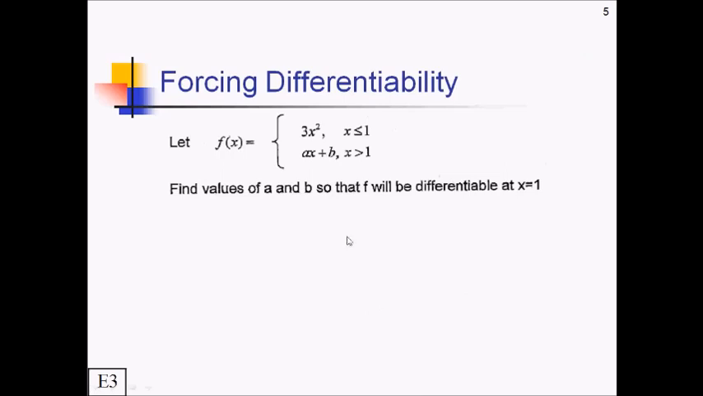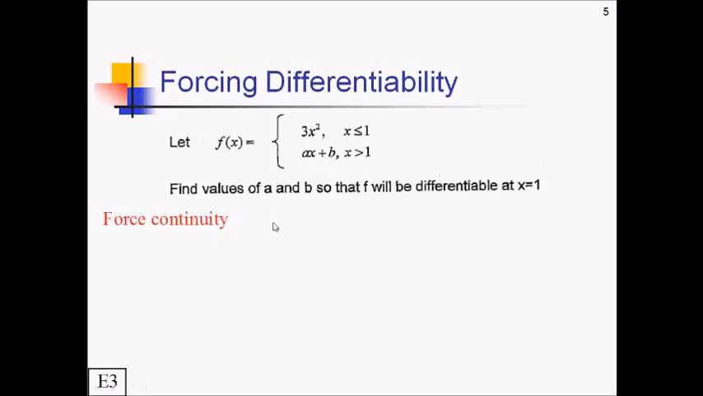For this last example, we're given another piecewise function, and this one you might notice has these mystery constants a and b in it that we will now try to find values of that make this piecewise function differentiable at x equals 1. So we're basically going to try to force continuity and differentiability, pretty much pretend we're testing for them, and then we're going to get some equations that we can solve for a and b. So let's start by forcing continuity.